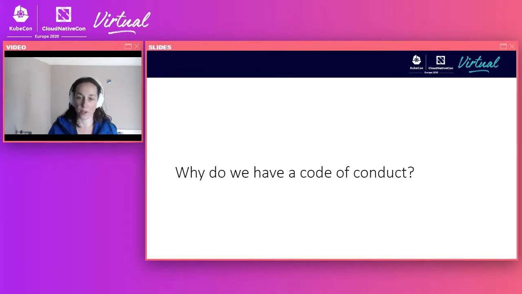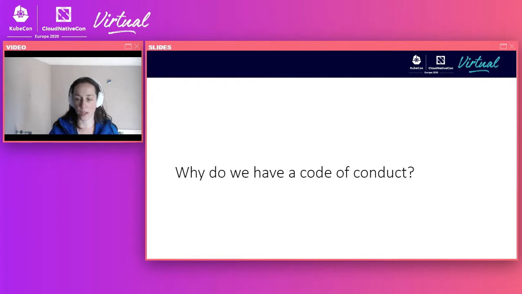So why do we have a code of conduct? At the end of the day, it's very difficult for people to understand what framework they're being asked to behave as part of if we don't document it. So just in the same way that we document how to submit a pull request or how to appropriately test some code that you want contributed to the upstream community, we did the same thing with the code of conduct.